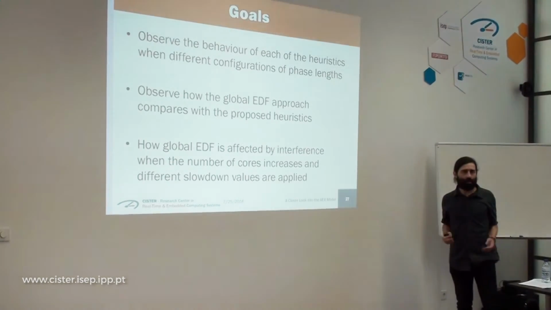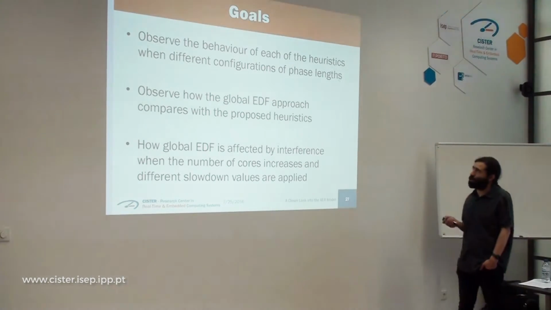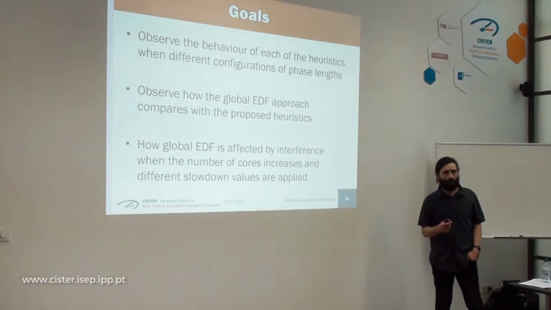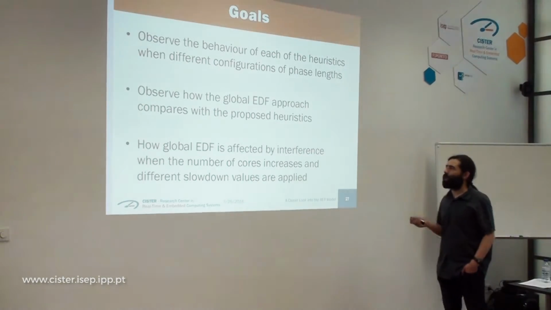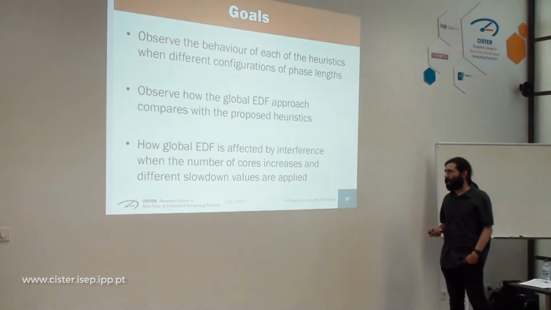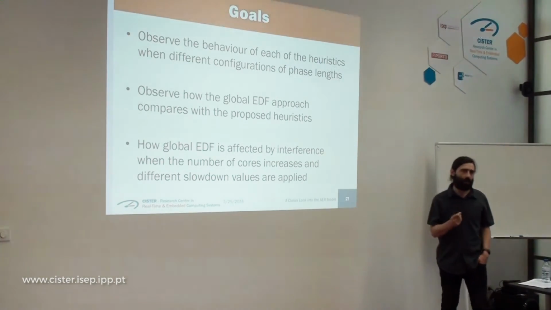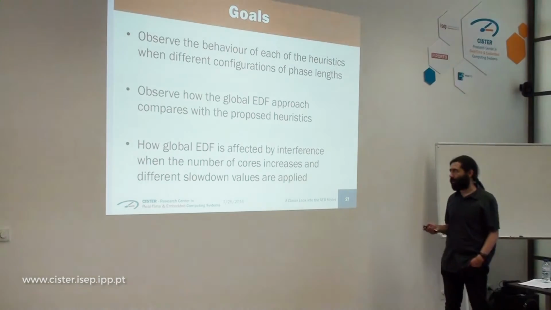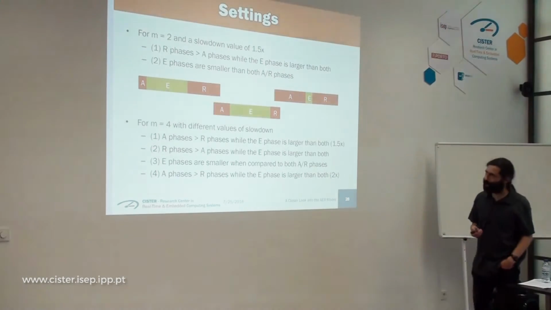Now that we have everything, we can make the comparisons. The comparisons that we want to make are the following. First, we want to observe the behavior of each of the heuristics according to phase lengths. Then we want to compare how global EDF behaves versus these heuristics. And finally, we want to see how global EDF is affected by the interference and the number of cores, and when we increase either the number of cores or the slowdown values. For that, we have other settings.